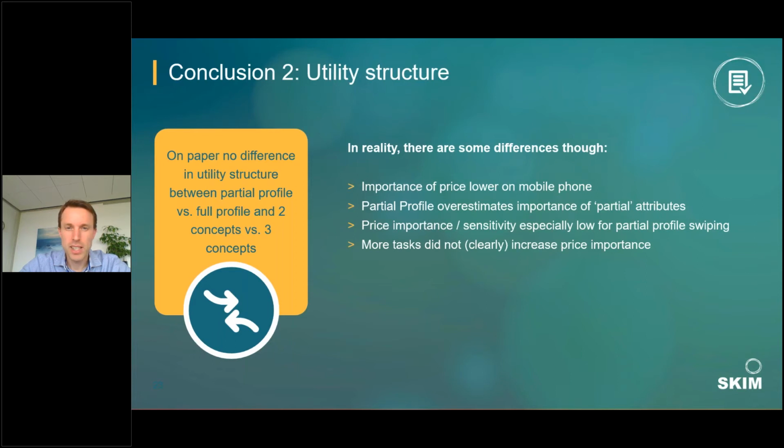And then we also tried to increase the number of tasks. Like I said, we had 10 tasks for full profile and 15 tasks for partial profile. And in literature, sometimes says, well, if you add the number of tasks, the price importance goes up. Well, for partial profile, we didn't see it, and we also didn't see it for the other swiping tasks. So that was a bit unfortunate, maybe.